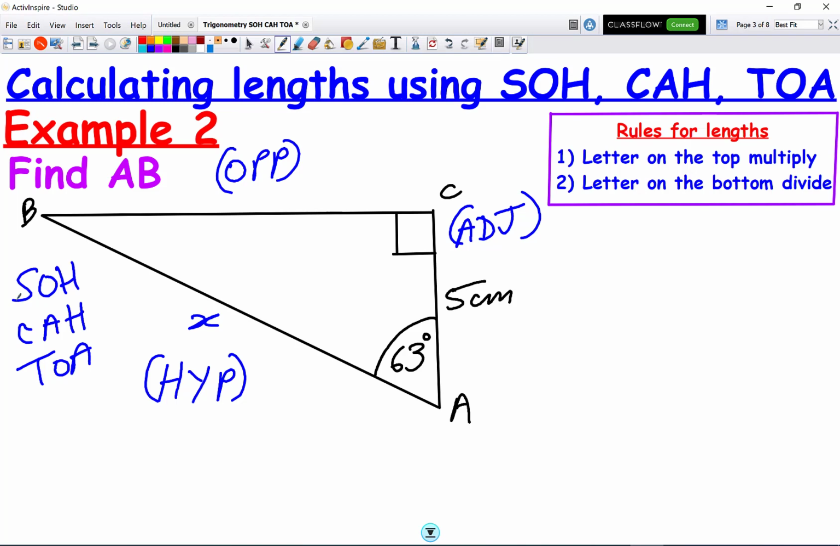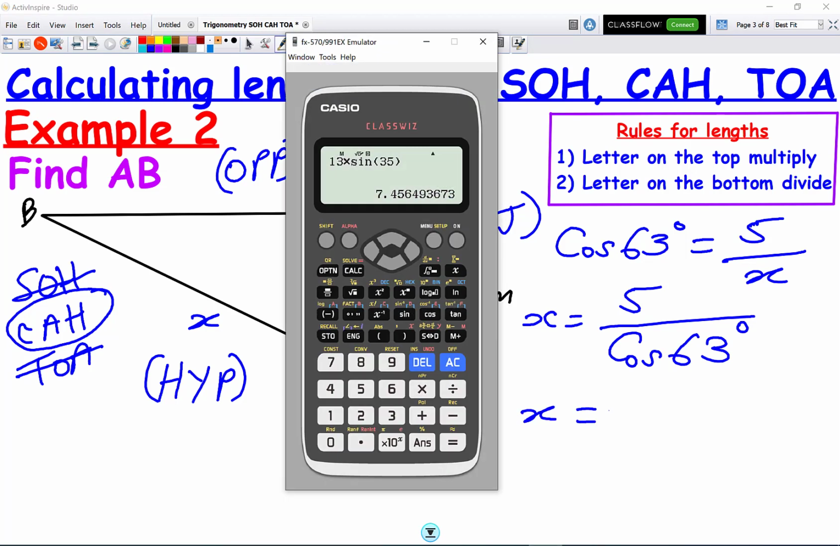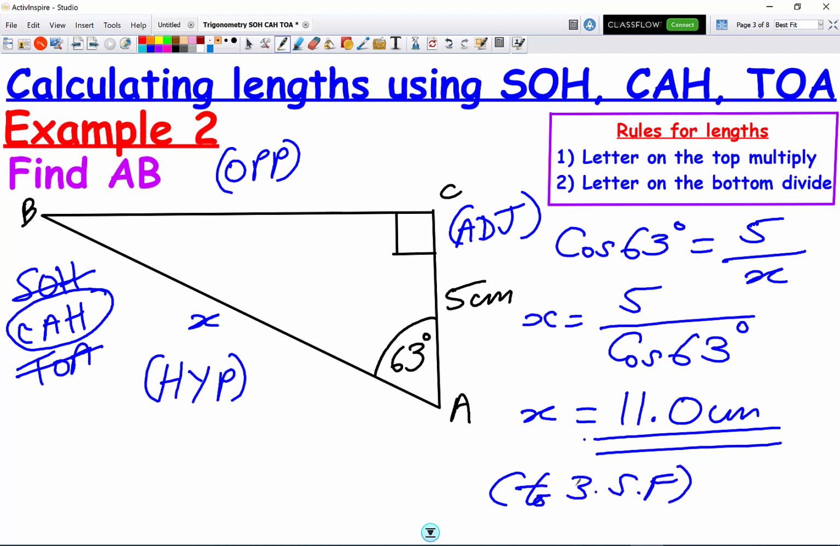So we don't need the opposite side. We strike out the first one, we strike out the third one, and we're left with CAH. Now C stands for cos. So cos of the angle, which is 63 degrees, is equal to the adjacent side, which is 5, divided by the hypotenuse, which is X. Now we look at our rules. If the letter is on the bottom, we divide. So X is equal to 5 divided by cos 63 degrees. We do 5 divided by cos 63 degrees, and that will give me 11.0 centimeters to 3 significant figures, to 3 SF, like so.